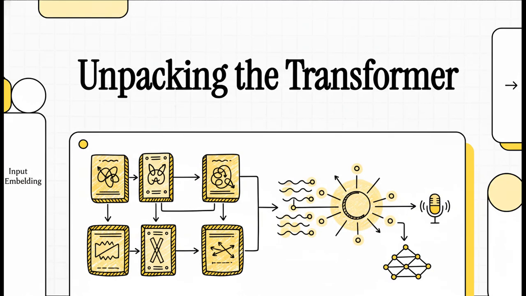Welcome to the Explainer. Today we are diving deep, and I mean really deep, into the architecture that basically runs the entire AI world right now, the Transformer. It all started with a groundbreaking paper back in 2017 called Attention is All You Need. And let me tell you, that paper completely flipped the script. It threw out the old way of processing language word by word and gave machines a way to understand the whole picture, all at once.